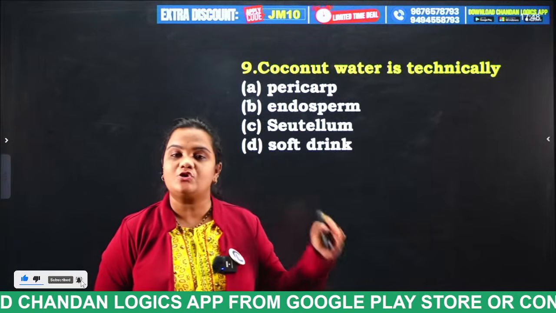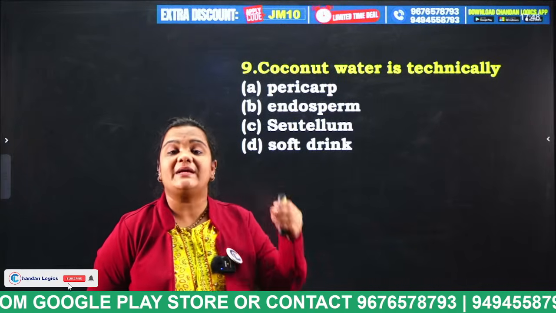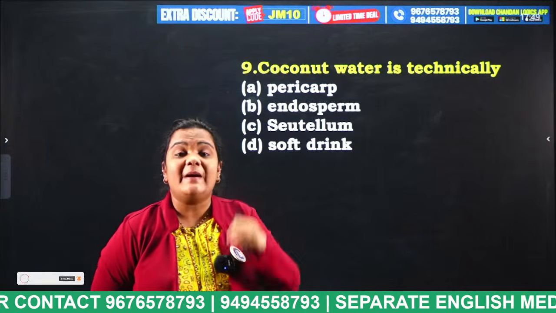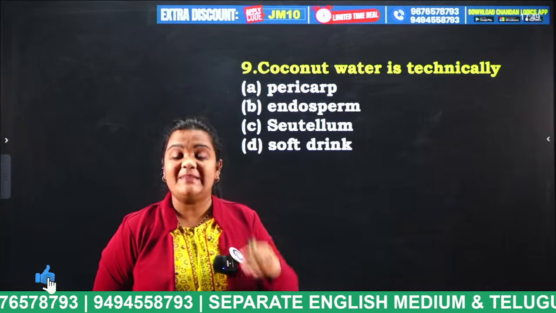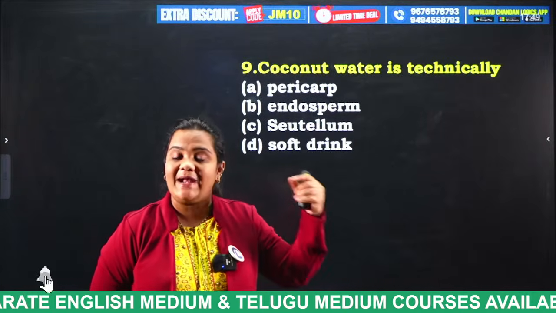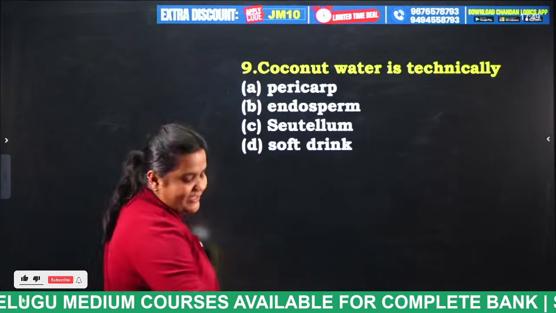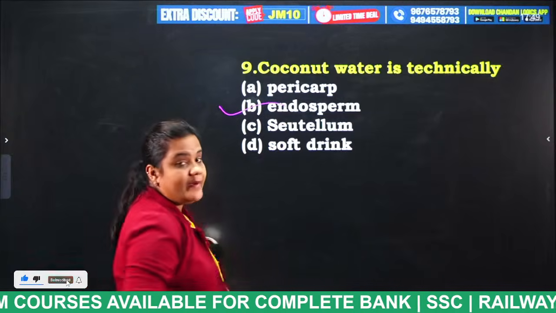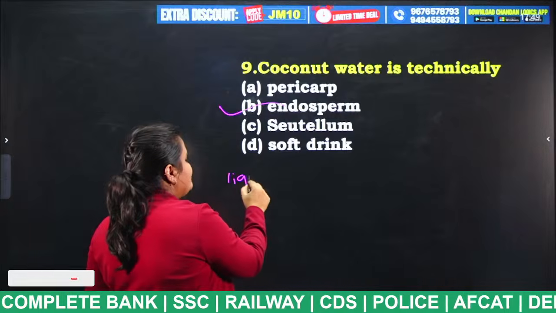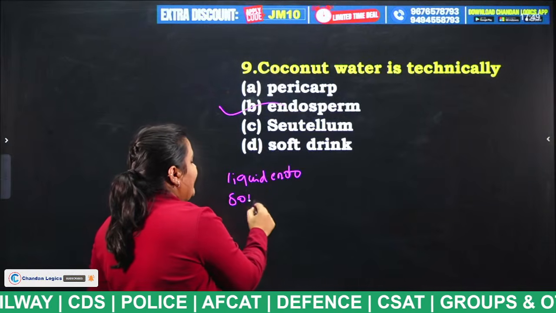You all know what coconut water is, right? This coconut water is produced in the coconut itself. How is it produced, students? By the division of nuclei present in the coconut, this liquid endosperm is generated. Okay. So what is the answer for this question? Endosperm. Coconut has two states of endosperm. One is liquid endosperm and the other is solid endosperm.